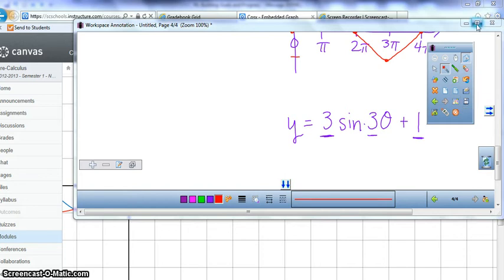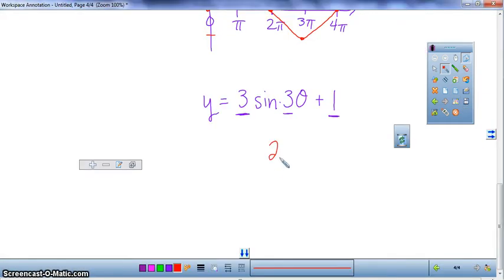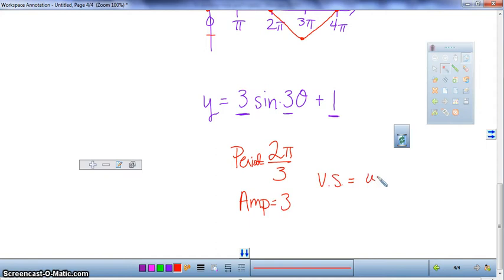I can't get my screen back. Here we go. The period of this is going to be our normal period, 2 pi over 3, which is a weird fraction, but it can work. You're going to have an amplitude of 3 and a vertical shift of up 1.